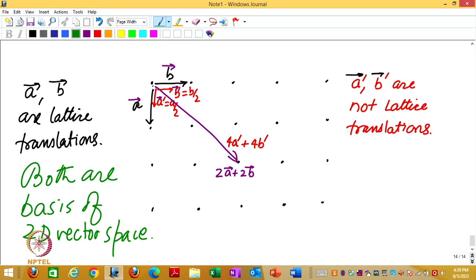But the basis vectors in one case are lattice translations and in one case they are not lattice translations. And in crystallography we prefer, because calculations become simpler, if we choose the basis as lattice translations. So, that is our choice to make life simpler.